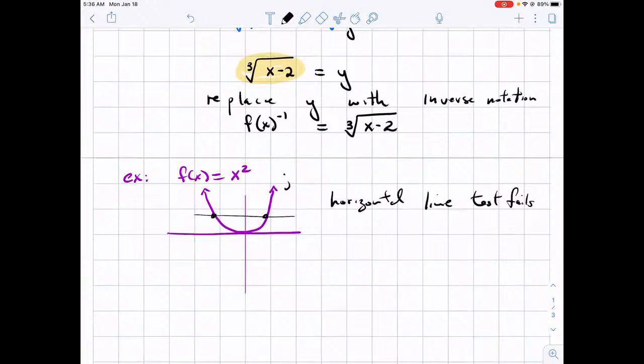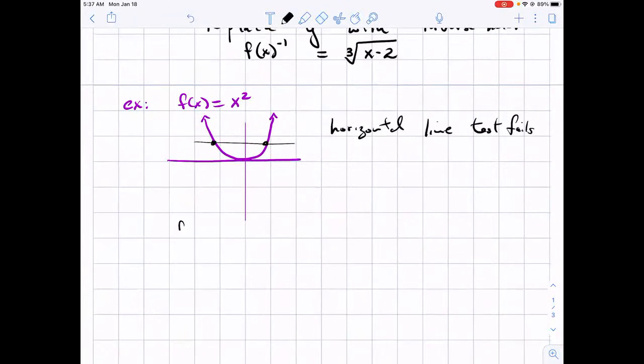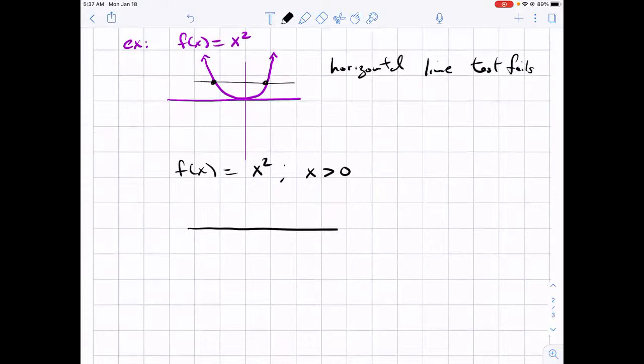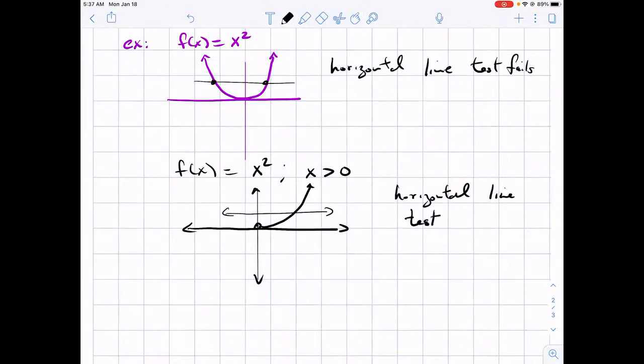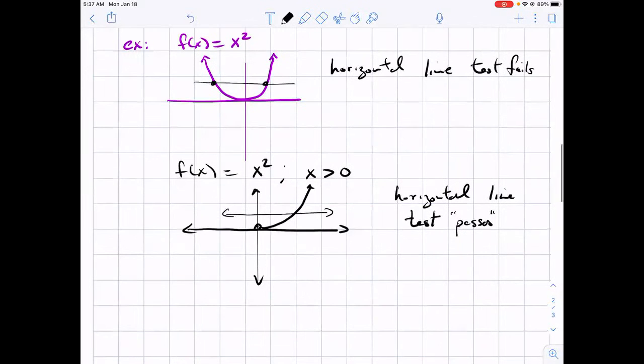But if you restrict the domain for x greater than 0, then you wouldn't have an entire graph. Let's say a new function, f of x is equal to x squared for x greater than 0, then my function would only be half the parabola. And in this case, the horizontal line test will pass. So sometimes we restrict the domain to make the function have an inverse on a specific domain.